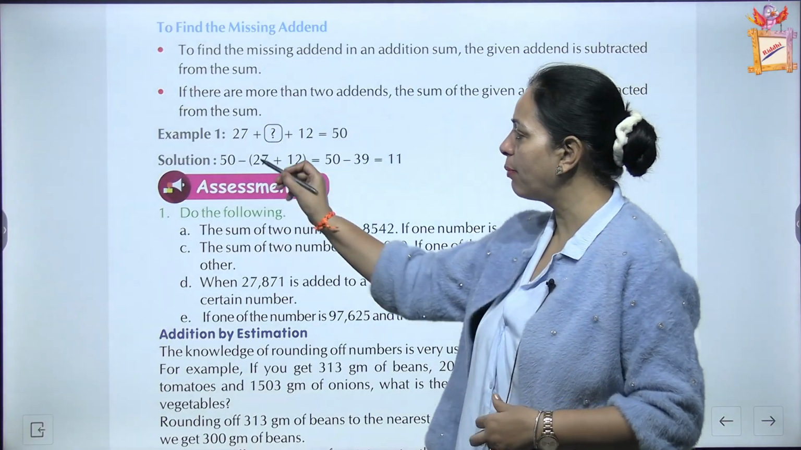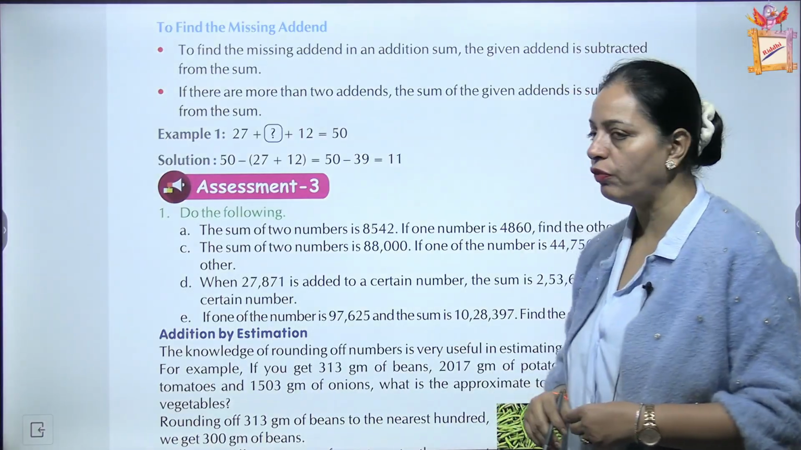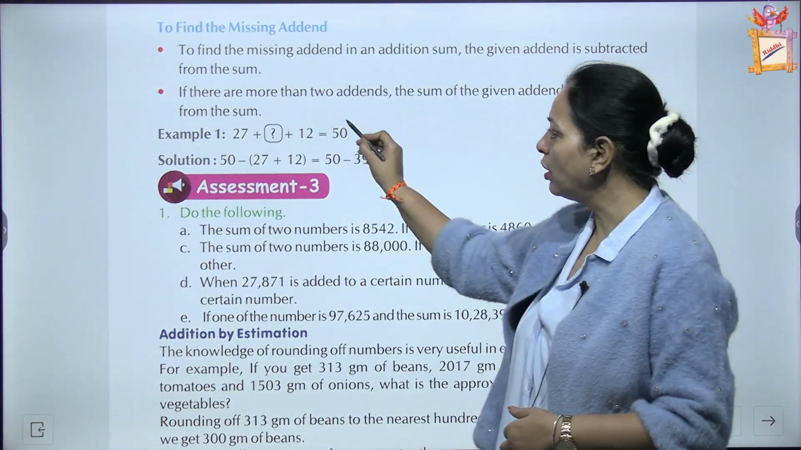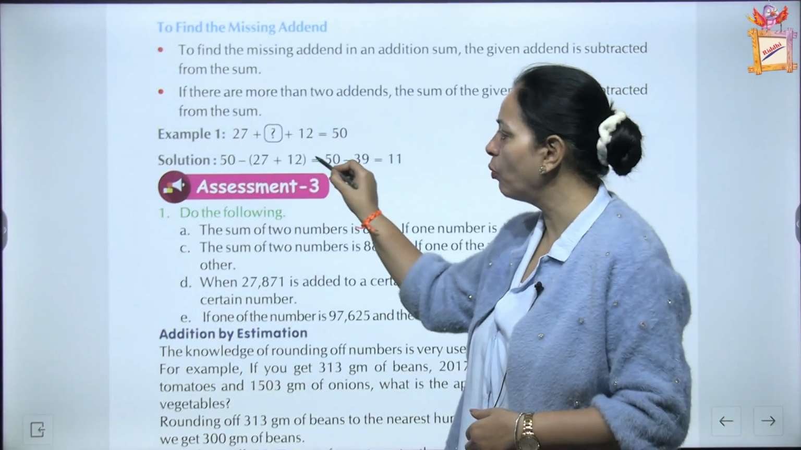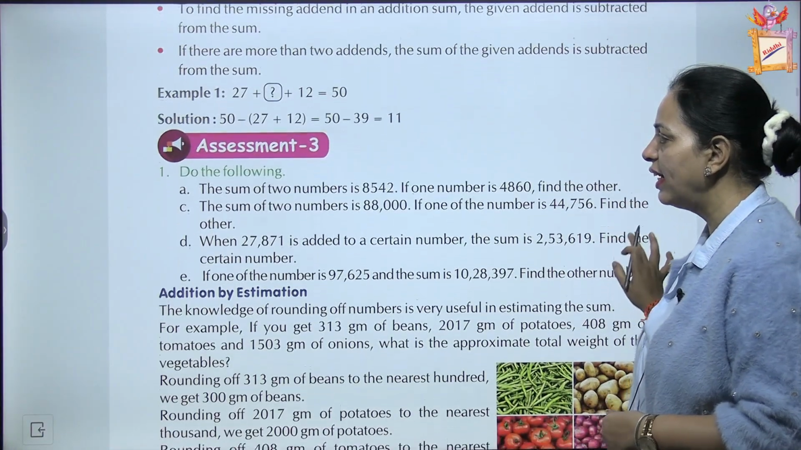See here, like example 1. 27 plus dash plus 12 equals 50. So what to do? Total 50 में से इन दोनों के sum को minus कर दें. 50 minus 39 that is 11.